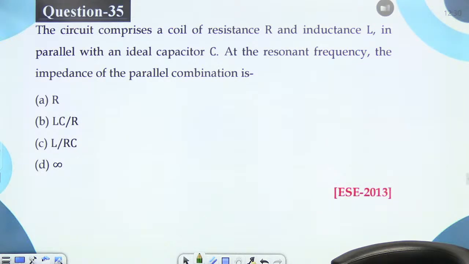The circuit comprises a coil of resistance R and inductance L in parallel with the ideal capacitor C.